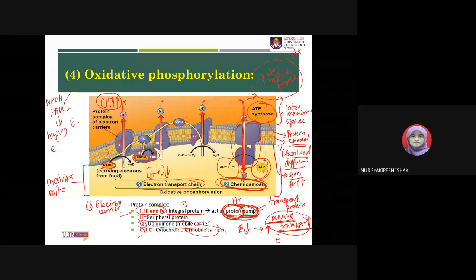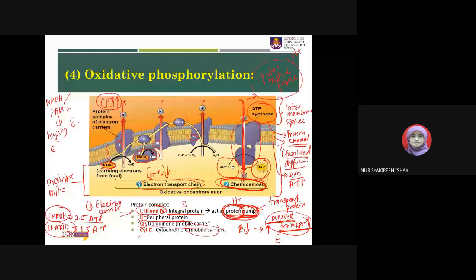Kalau awak tengok tadi kan, saya mention satu NADH akan menghasilkan 2.5 ATP, satu FADH2 akan menghasilkan 1.5 ATP. Kenapa ada berlaku perbezaan penghasilan ATP? Kenapa NADH lagi banyak berbanding dengan FADH2? Kenapa NADH 2.5, FADH2 1.5? Sebab awak kena tengok dekat diagram ni. NADH dia masuk lebih awal dalam ETC tu. Dia masuk daripada kompleks 1. Tapi kalau FADH2 dia masuk dekat kompleks yang kedua.